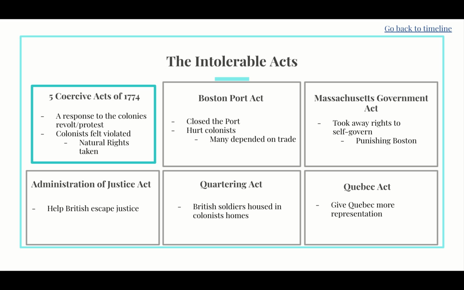A third act was the Administration of Justice Act. British officials accused of committing crimes could be taken to England for trial, which helped British officials escape justice. Another act was the Quartering Act, which allowed British soldiers to be quartered in the colonists' houses and buildings. All of this was done at the colonists' expense, which means that the British soldiers were able to stay in colonists' houses and not pay anything. The last act was the Quebec Act, which extended the boundaries of Quebec to give them more representation.